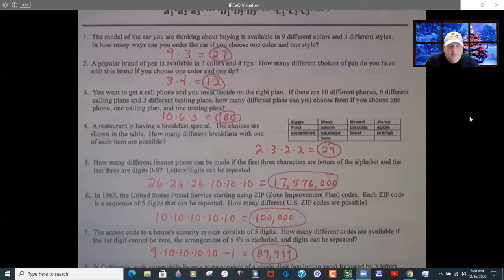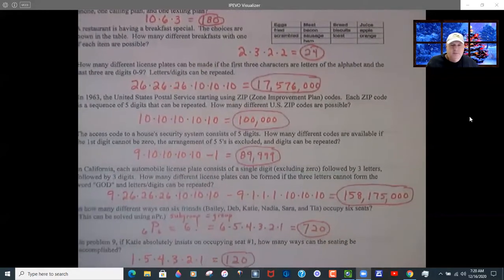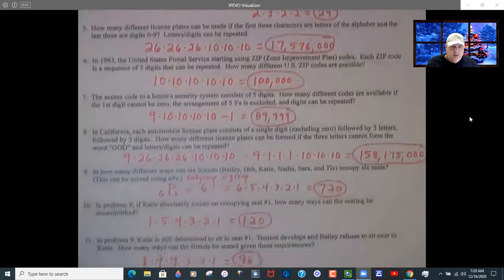are you using up things or not? So like problem 5, how many different license plates can be made if the first 3 characters are letters of the alphabet and the last 3 digits, 0 through 9, letters and digits can be repeated? So we're replenishing. There's that idea of replacement again. So 26 to the 3rd power times 10 to the 3rd power, because 26 letters in the alphabet, 10 numerical digits, 0 through 9. So these are very good problems to test if you're able to count.